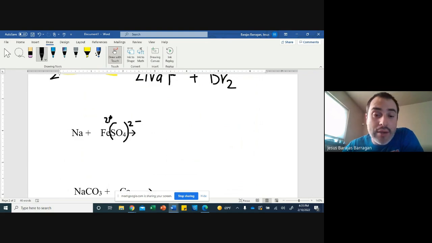Okay. Now let's go ahead and perform our single replacement reaction. In this case, we had to go back and double check whether there was a polyatomic ion or not. All right, so the sodium, just like we did before, will replace the iron. Will it? Well, let's find out.